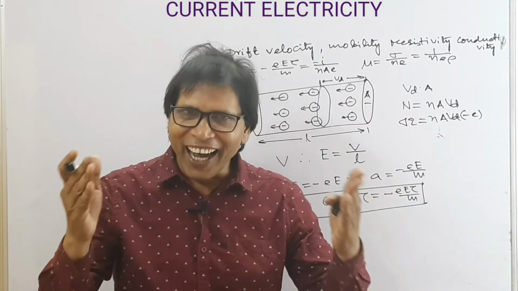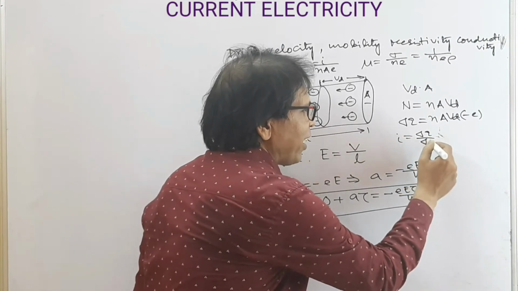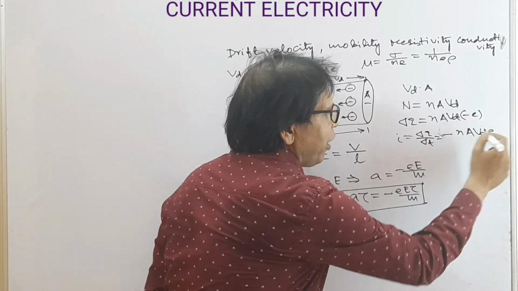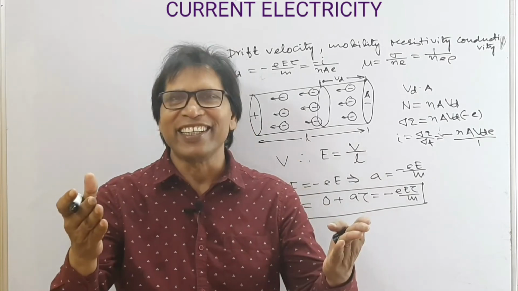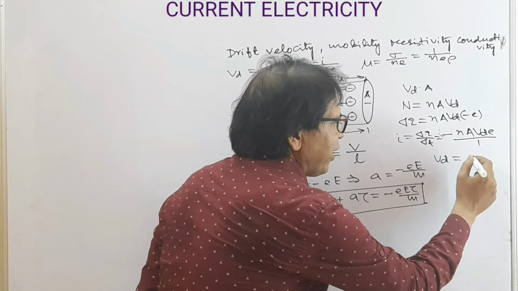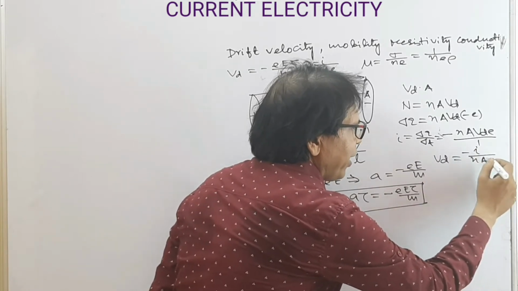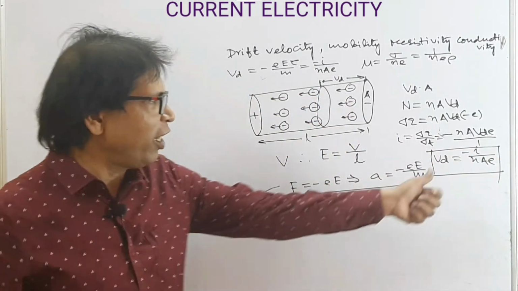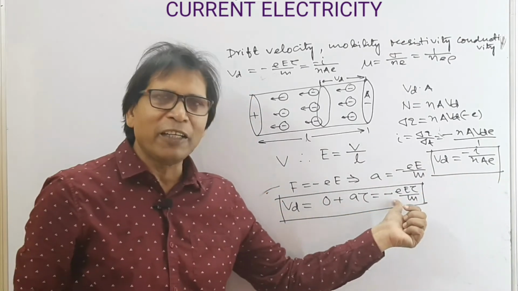So the charge of electrons in this volume, ΔQ, equal to number of electrons nAVd into minus e. So current I equal to ΔQ by Δt, so this is minus nAVd e divided by 1 because we consider 1 second. So look at this, here Vd is equal to I by minus nAe.